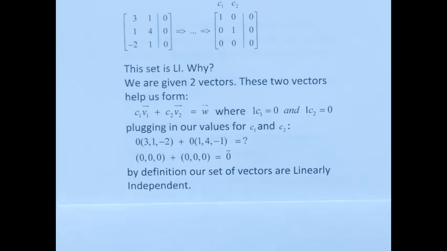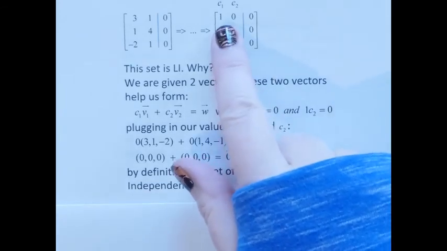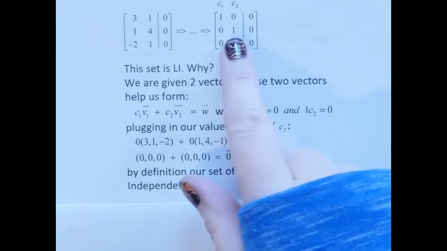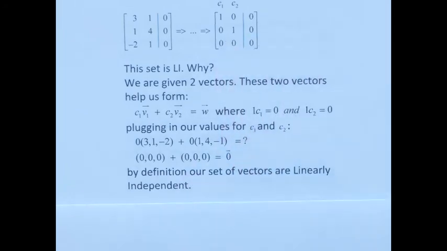We are given two vectors. These two vectors help us form c sub 1 times vector v sub 1 plus c sub 2 times vector v sub 2 equals vector w. That's the linear combination definition. Where if I solve for c sub 1 in our matrix right here, we see c sub 1 equals 0, and we see c sub 2 equals 0.